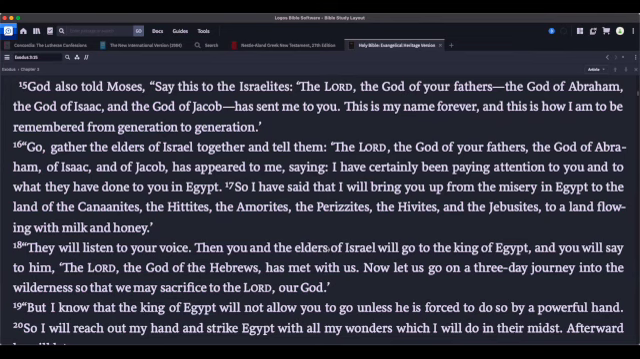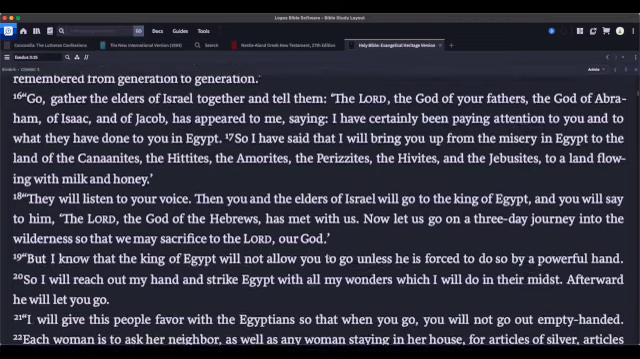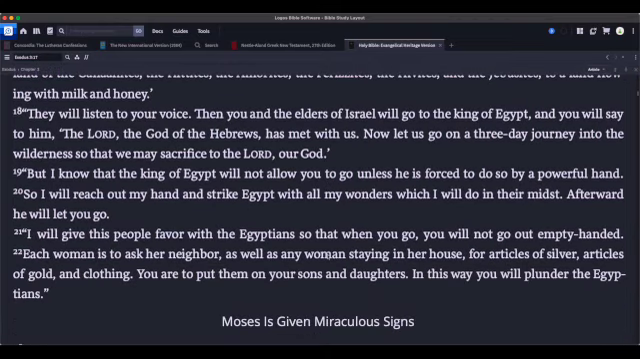Go gather the elders of Israel together and say to them, the Lord, the God of your fathers, the God of Abraham, of Isaac, and of Jacob, has appeared to me, saying, I have certainly been paying attention to you and to what they have done to you in Egypt. So I have said that I will bring you up from the misery in Egypt to the land of the Canaanites, the Hittites, the Amorites, the Perizzites, the Hivites, and the Jebusites, to a land flowing with milk and honey. They will listen to your voice.